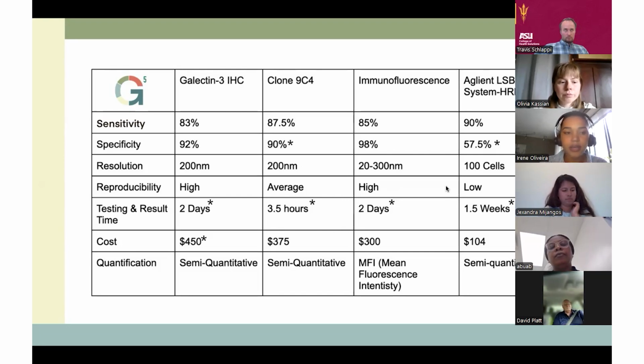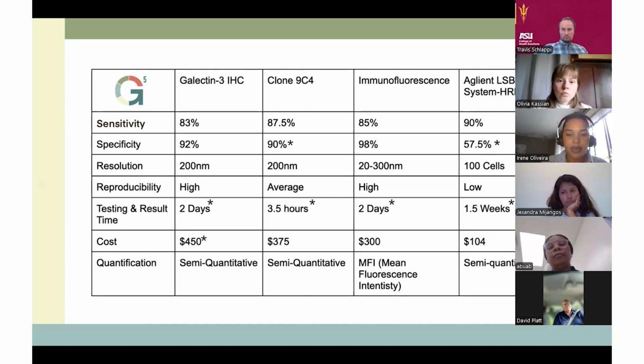Other factors that we looked at are resolution, reproducibility, test result time, cost, and quantification. Based on these factors, Clone-IC4 presented the fastest turnaround time and at a reasonable price, which is around $375. I'll now look at the other tests, starting with the first one, galectin-3 IHC.